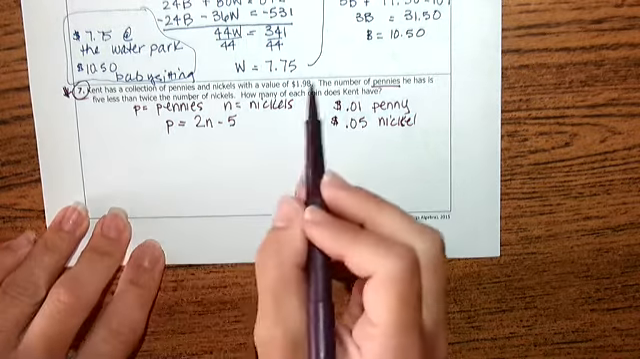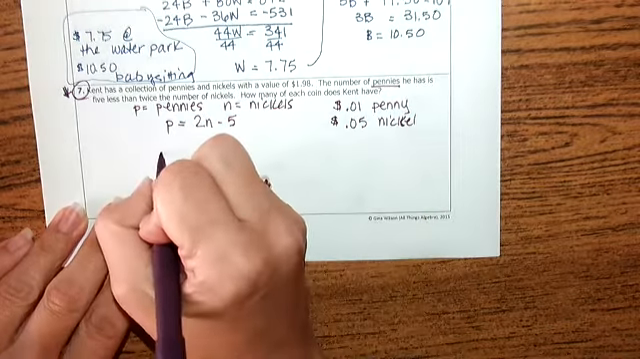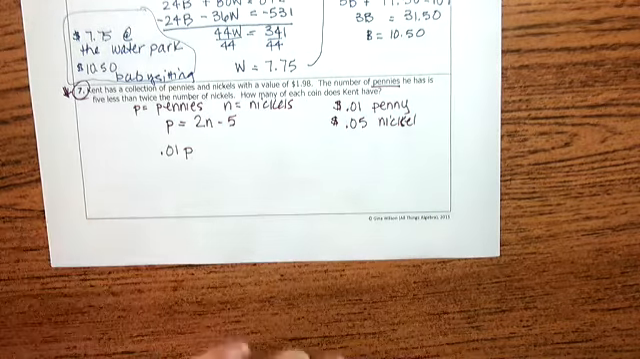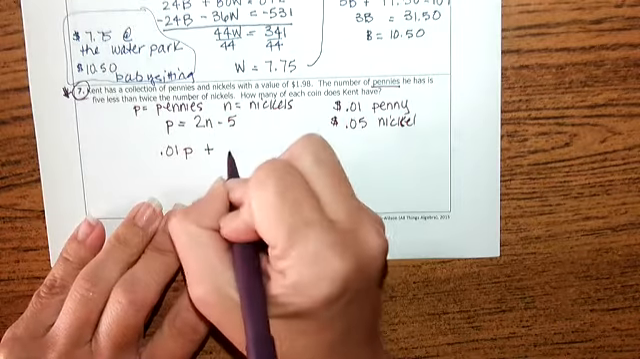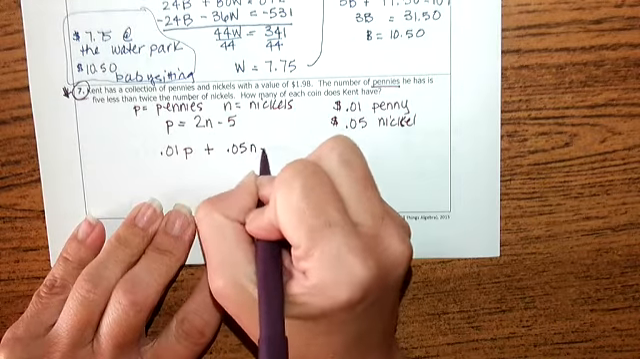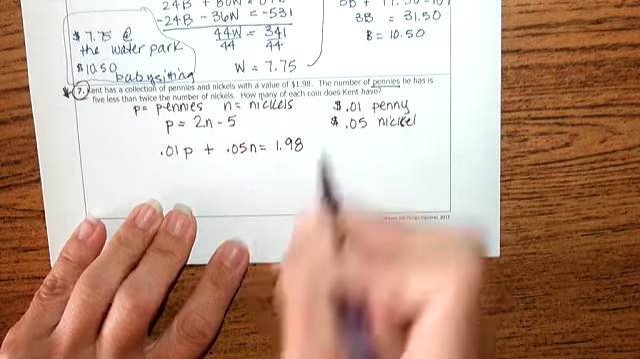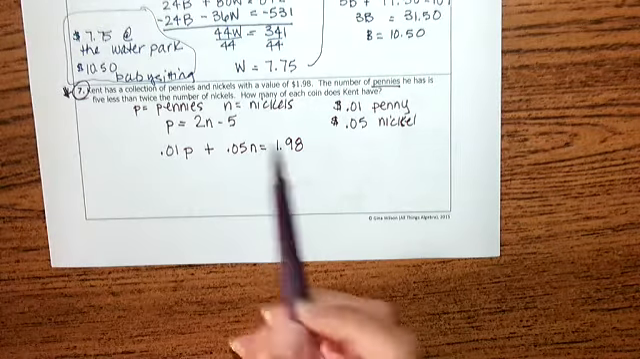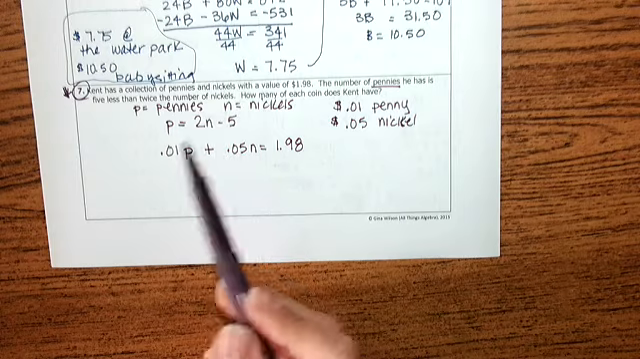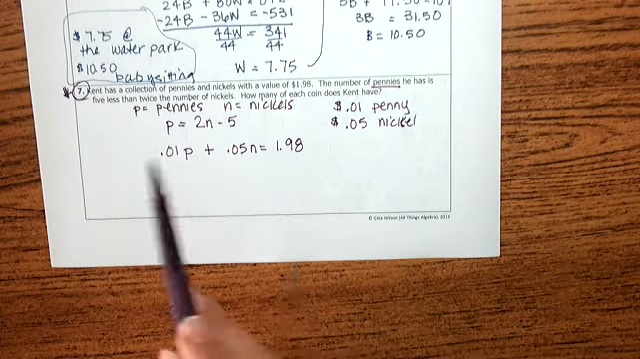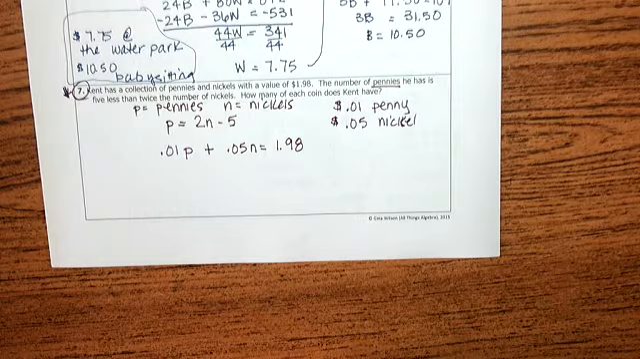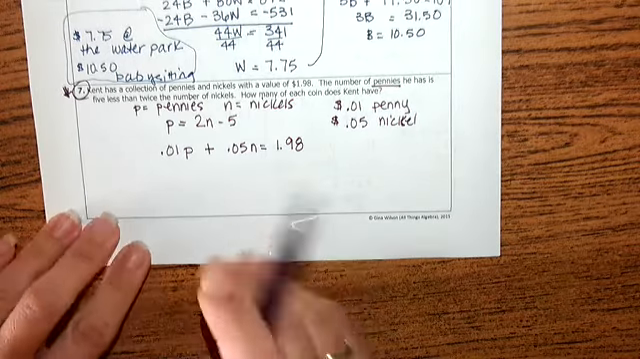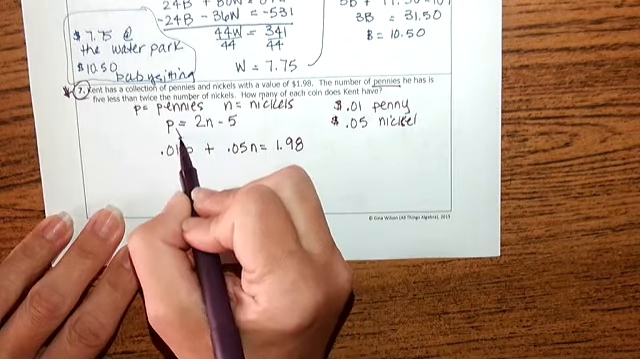So, total of $1.98. So, 0.01 for each penny plus 0.05 for each nickel is equal to $1.98. You need a money equation. Whenever you're talking about coins, you need a money equation. This right here is my money equation. If there were quarters involved, I would do 0.25 times whatever. Half dollar, I would do 0.5. This is naturally set up for substitution.